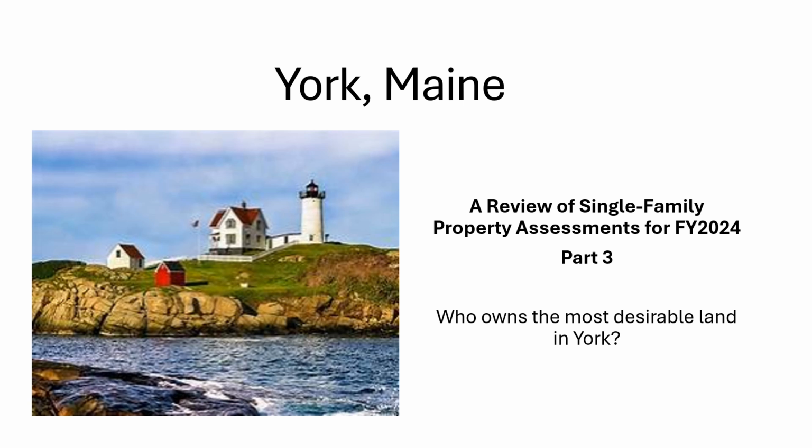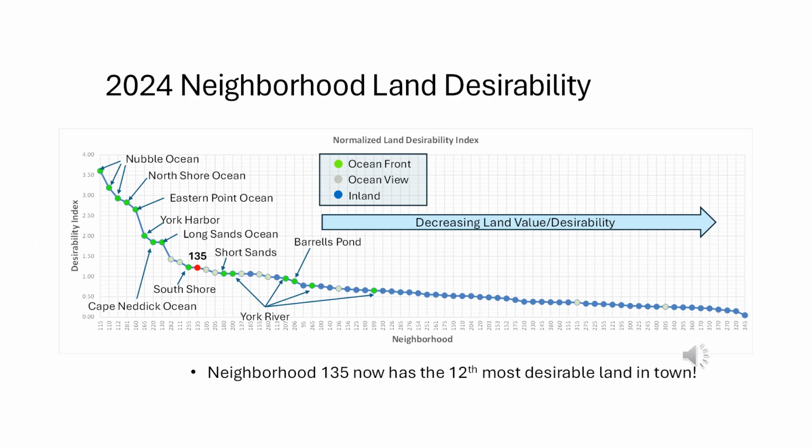in a direct way. In my last slide, I will show you the top 20 most desirable neighborhoods and individual parcels of land in York. Here is a slide reproduced from my last video showing a rank order of neighborhood desirability with the most desirable neighborhoods on the left. I used this plot to show that neighborhood 135 is now the 12th most desirable neighborhood in York. It seemed surprising to me at the time, but the numbers don't lie. In the next slide, I will show you how these numbers come about.